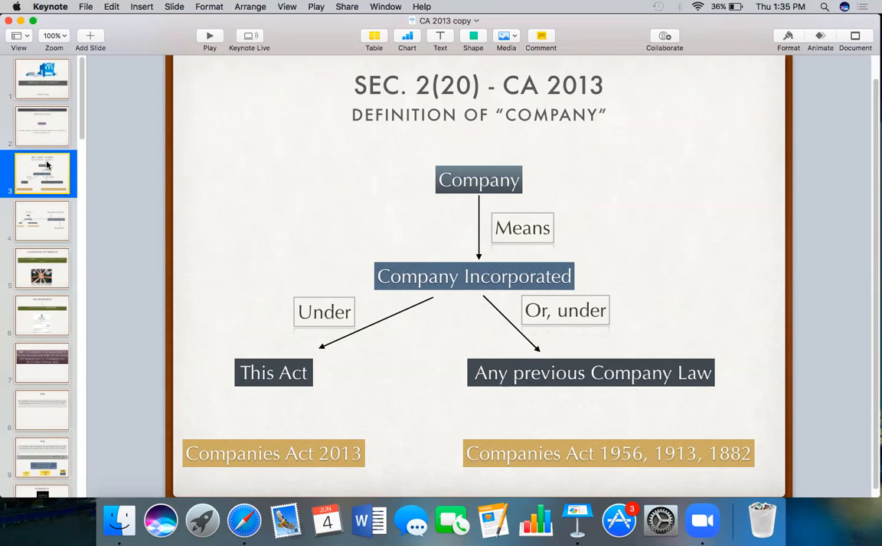Firstly, it says the company means a company incorporated. Now this is the term that will be expanded later on. Thereafter it says under this Act. So a company incorporated under this Act means the Companies Act 2013, or under any previous company law. The previous company laws before the Companies Act 2013 were the Companies Act 1956, 1913 and 1882. So if any company is incorporated as per the provisions of any of these Acts, it will qualify to be referred to as a company.